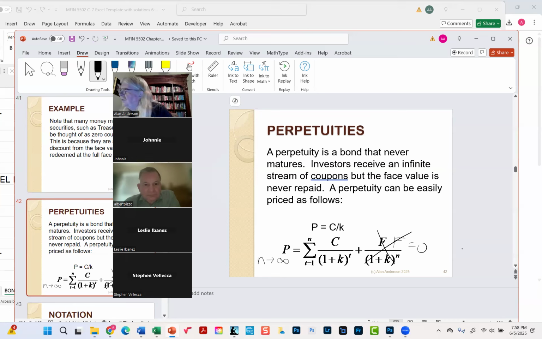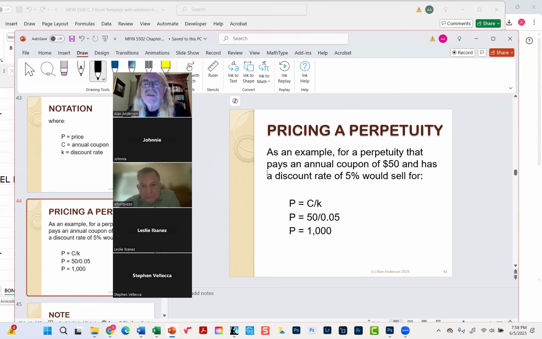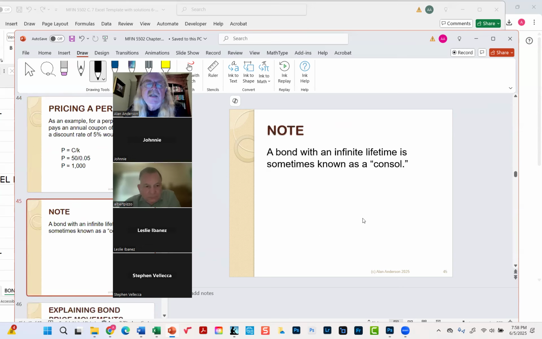So we don't want to get overly technical. This is actually a geometric series, though, so we're not going to get too deeply involved with this, but that's what's actually happening. If we have an infinite number of these, then it reduces to C over K. So for example, if the annual coupon is 50 and the appropriate yield or discount rate is 5%, you'd be expected to pay $1,000 for this perpetuity. Sometimes a bond with an infinite lifetime like this is called a console.